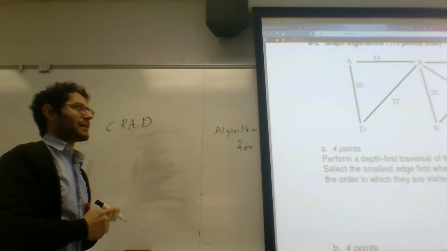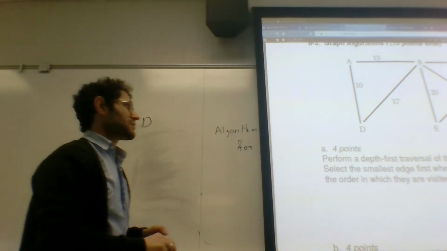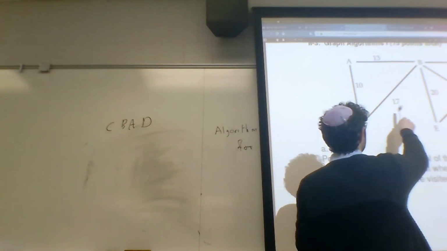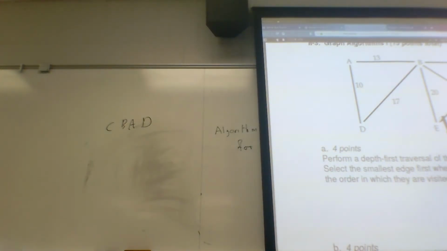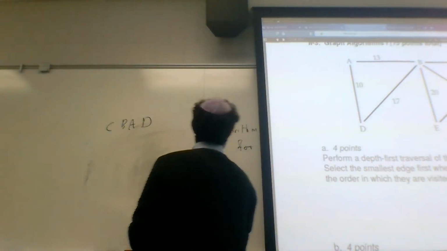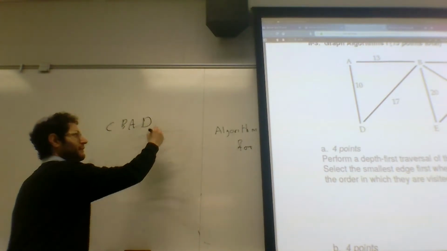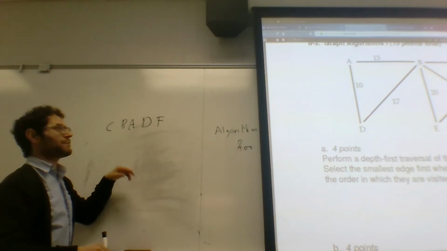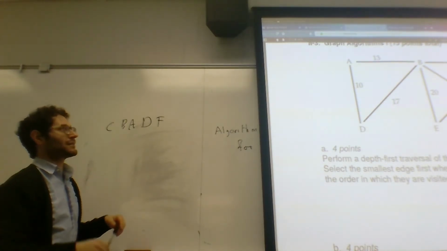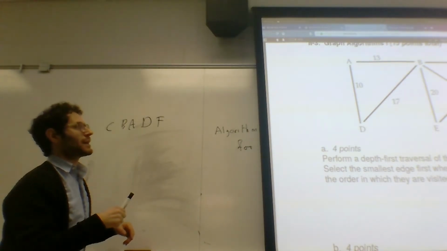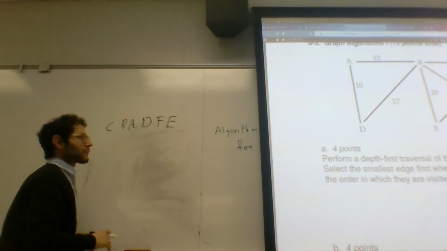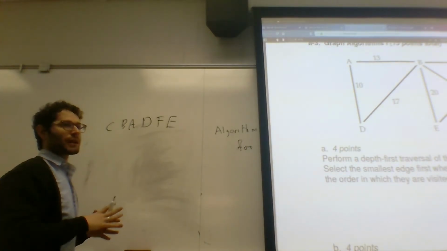And then D is a dead end, so we back up to A. A is a dead end, so we back up to B. We've hit 17, 13, and 5, so then we have the 20 edge and the 18 edge. The next edge we want to travel along is the 18 edge, which means we go to F. That's a dead end because we've already seen C and B. So we back to B, and we have one edge remaining, to E. And from there, we back up to C, and so we're done.